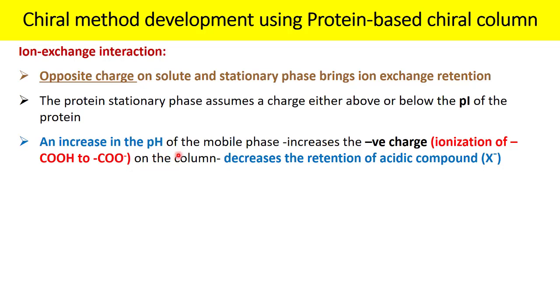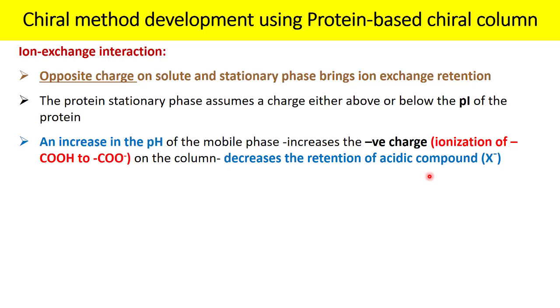So by an increase in the pH, the protein-based stationary phase can develop a negative charge, and you understand because of what the negative charge gets developed? Because of ionization of the acidic functional groups. As an example, ionization of carboxylic functional groups. And when this happens, there is a decrease in the retention of acidic compounds. Now, what is the ionization state of the acidic compound? I assume that the acidic compound undergoes ionization.